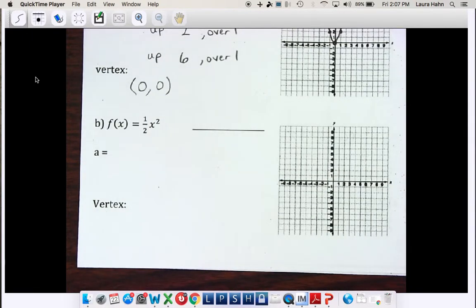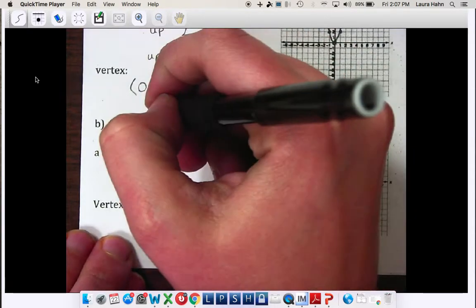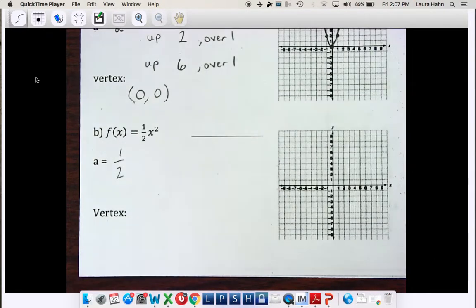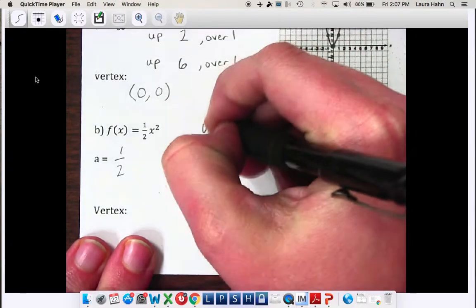All right. Now let's look at our a value. Our a value is 1/2. Look at that number out front. It's 1/2. On Friday we figured out that if a is between 0 and 1, like 1/2 is, 0.5, the smaller it is, it's going to make our parabola wider, fatter.